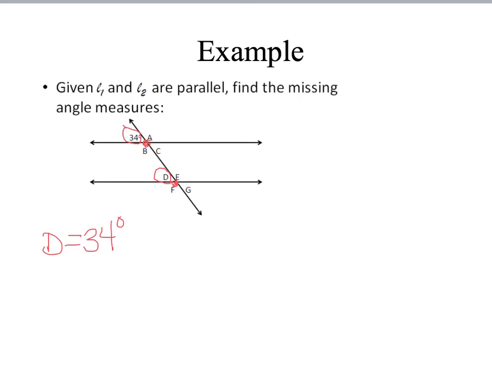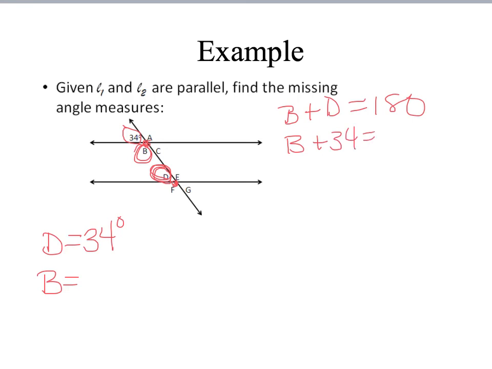Angle B and angle D are what we call same side interior angles. They are on the same side of the transversal and they are within the parallel lines. Same side interior angles are supplementary. So B plus 34 equals 180. So angle B is equal to 180 minus 34. So angle B is 146 degrees.